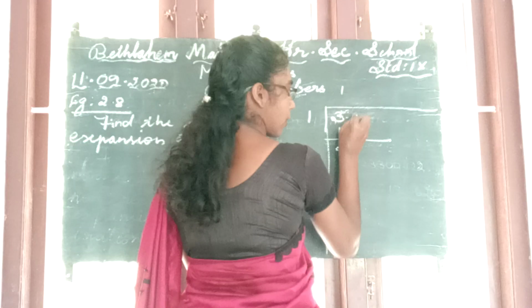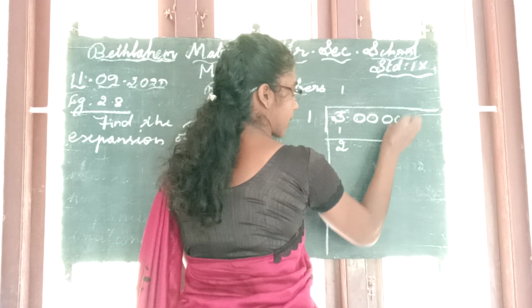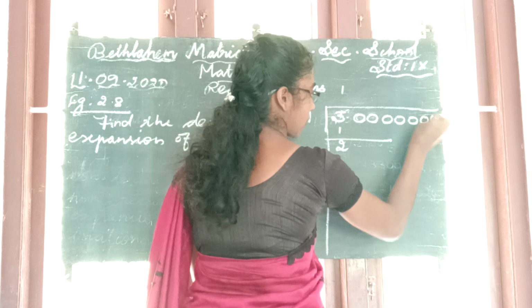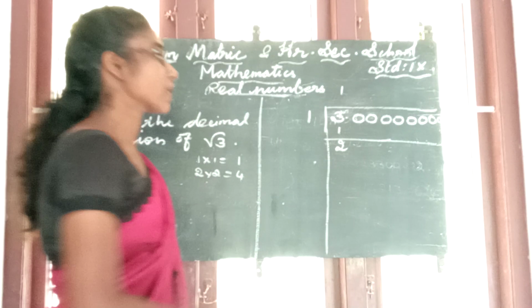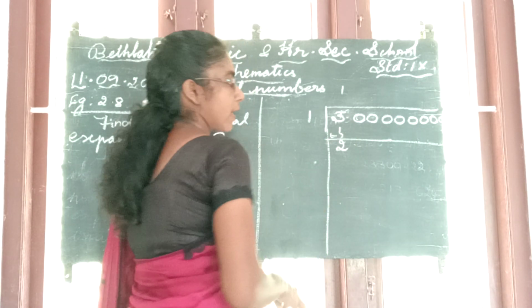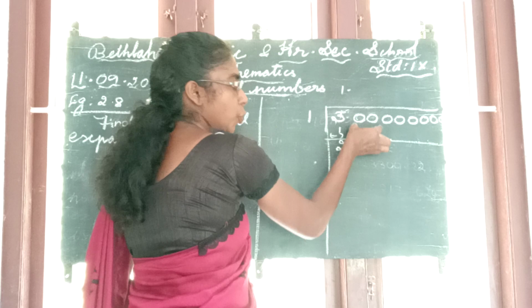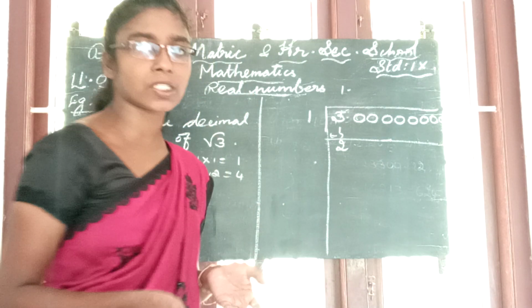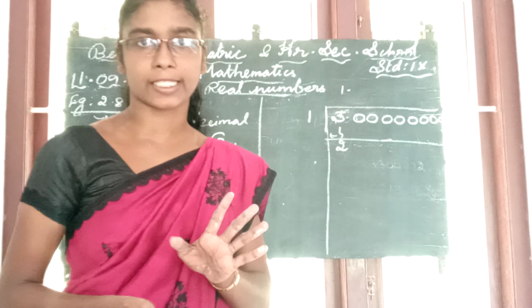Here we can put so many zeros: 0, 0, 0, 0, 0, 0, 0, 0. We can put so many zeros. First 2 is remaining 2. Next, point, write it and 2 digits. In ordinary division we take only 1 digit, is it?